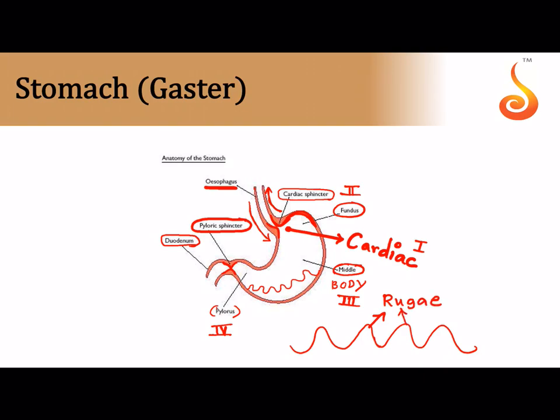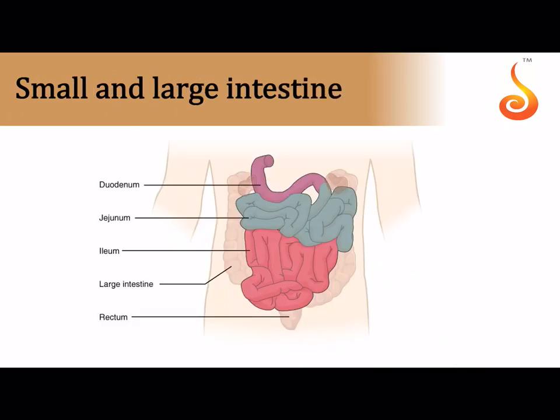Okay, in between the folds there are depressions, and the depressions between the folds are what is referred to as the gastric pits, and it is in these gastric pits that you find the gastric glands, which we are going to discuss in the next slide. Before that, let us finish the anatomy part of it.